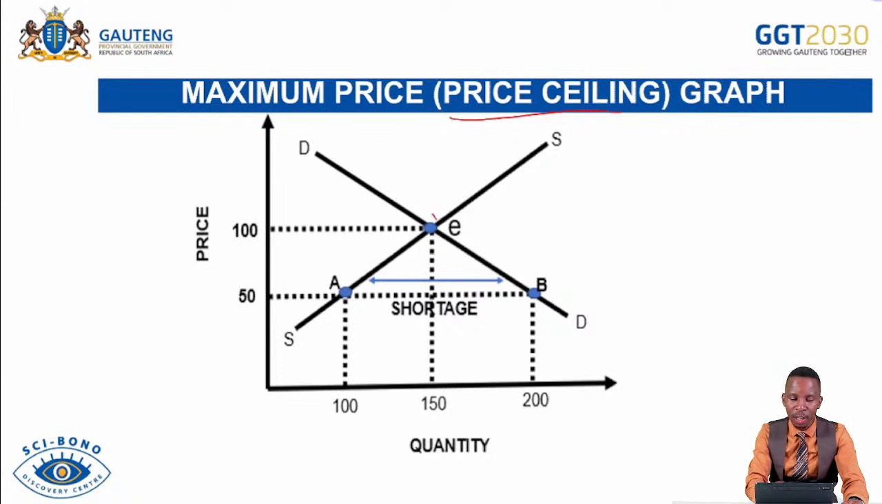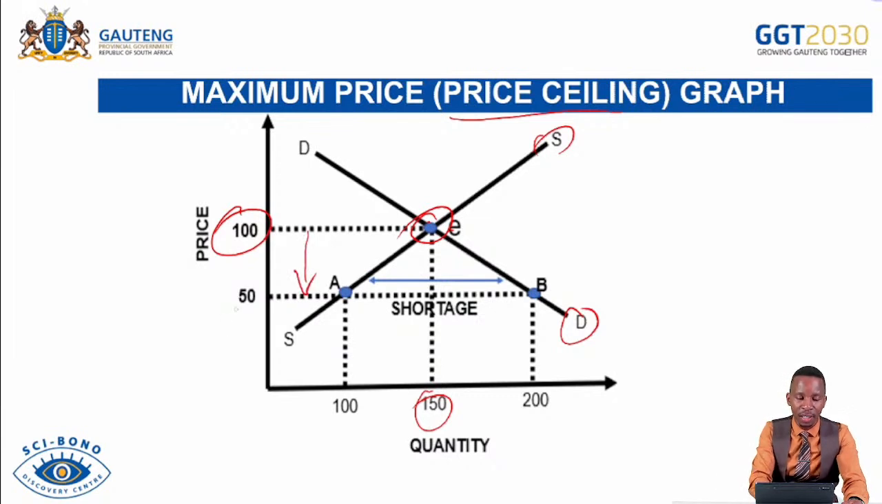We can see at the original point, which is the equilibrium, that SS and DD are our original supply and demand curves. So this is the intersection between demand and supply originally. The price is 100 rand and the quantity is 150 units. And then if the government intervenes by legislating or administering maximum prices, which are prices below the market price, the price of the product will go to 50 rand. If it goes to 50 rand, what will happen then?